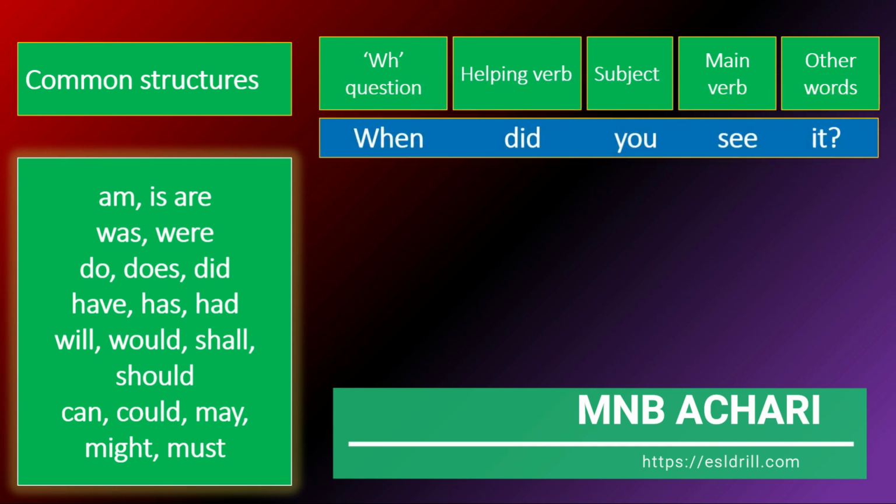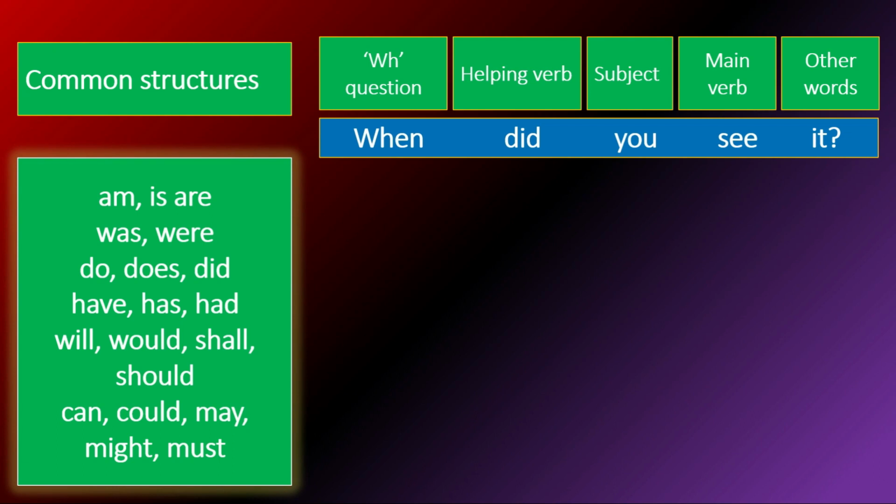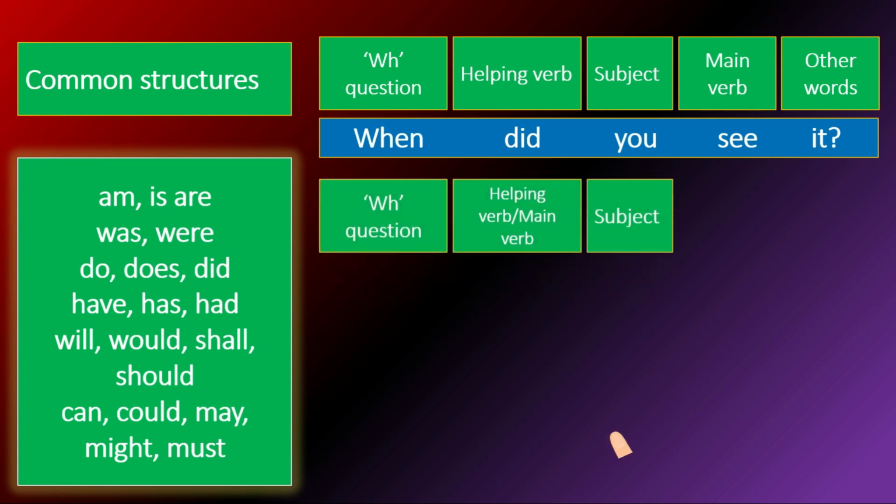Now here is the example. When did you see it? Now when, WH question, did is the helping verb and you is the subject. The main verb is see. And you have the other word, it, of course, that is the object. Let's look at another structure.